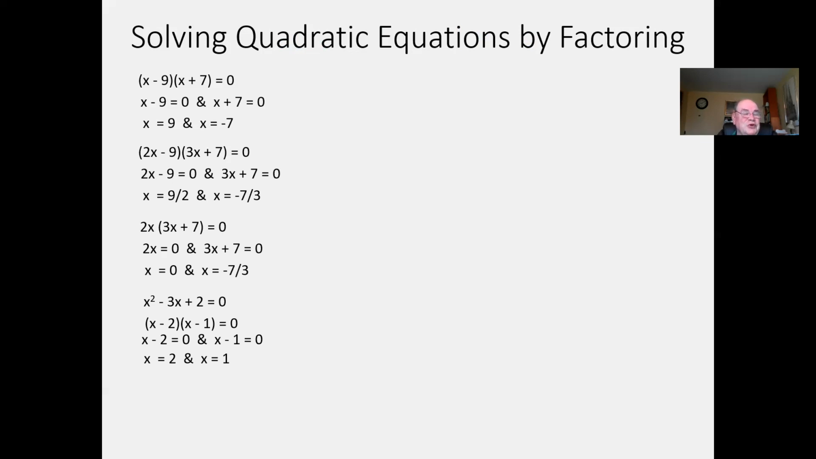Certainly from a 2 and a 1, we should be able to finagle out a 3. And yes, indeed, we can. A -2 and a -1 will give us the +2, and of course, give us the -3. So that is the proper factoring of x squared minus 3x plus 2, because if I multiply those two monomials together, I will indeed get, using my algorithm, x squared minus 3x plus 2. That is a correct factoring.